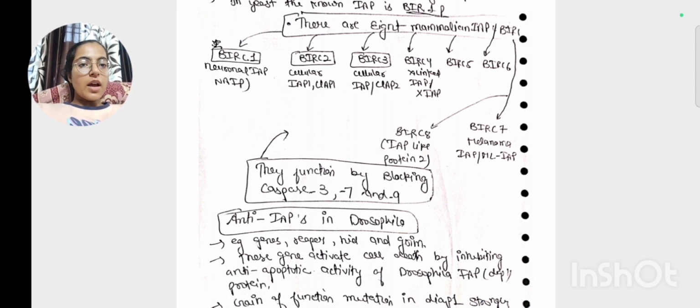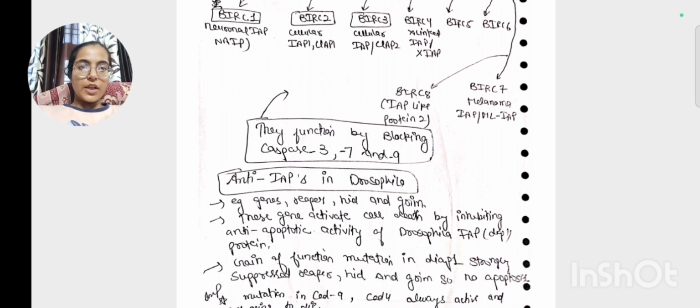There are some anti-IAPs in Drosophila which result in the inactivation of the IAPs, right? These are the genes reaper, hid and grim. These genes activate cell death by inhibiting the anti-apoptotic activity of DIAP1 in Drosophila, while a gain of function mutation in Drosophila DIAP1 strongly suppresses reaper, hid and grim, so no apoptosis. As I said, these are the genes which result in apoptosis. If there is a mutation in Drosophila DIAP, there is no apoptosis.